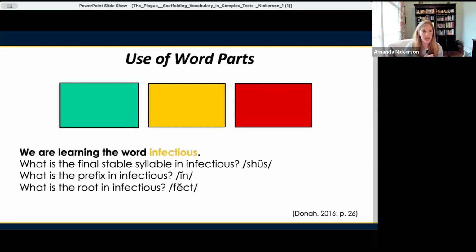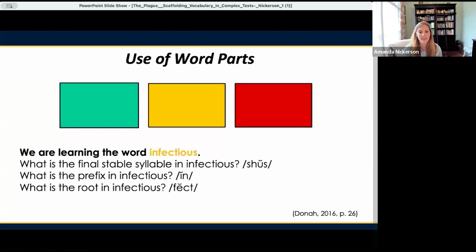And you can see the text because I want you to see what this looks like on the teacher side. But I want you to imagine for the students that they're just putting down these rectangles as you're leading them through this script. So you might be saying, we are learning the word infectious. What is the final stable syllable in infectious? And they say shus, and they put down that red rectangle. And then you ask, what is the prefix in infectious? And they say in, and they put that green rectangle down.